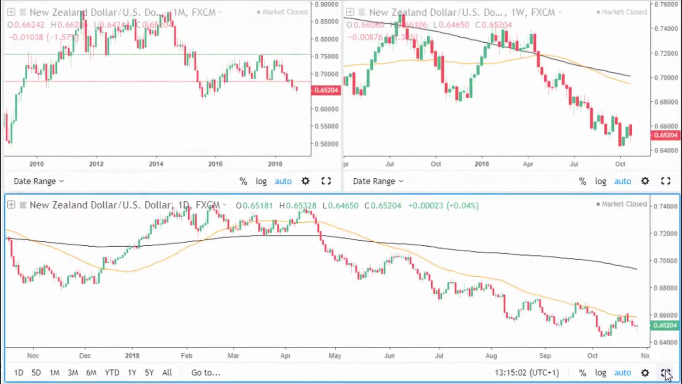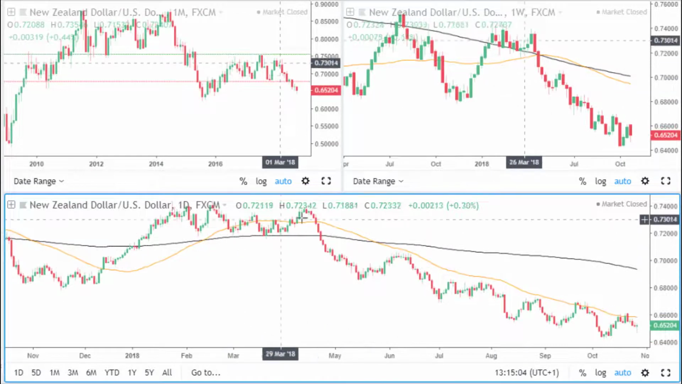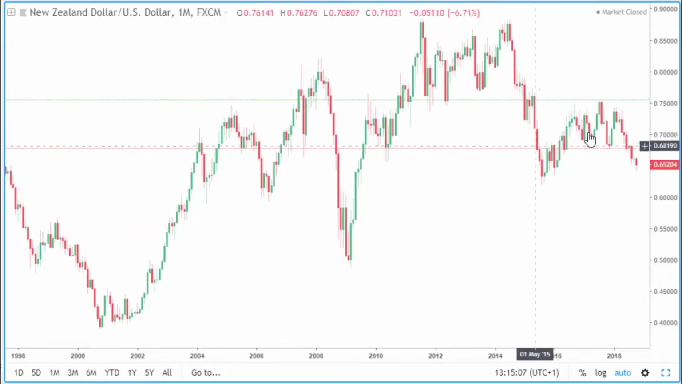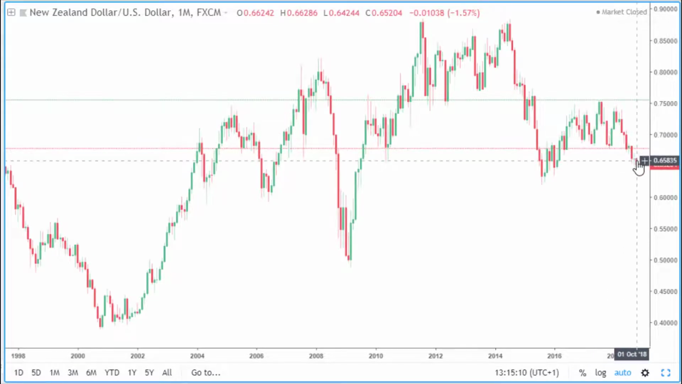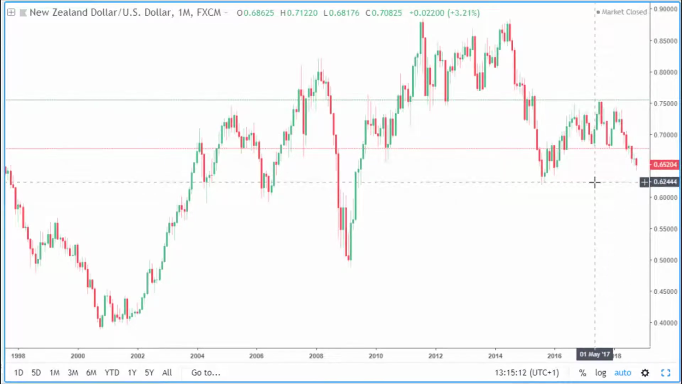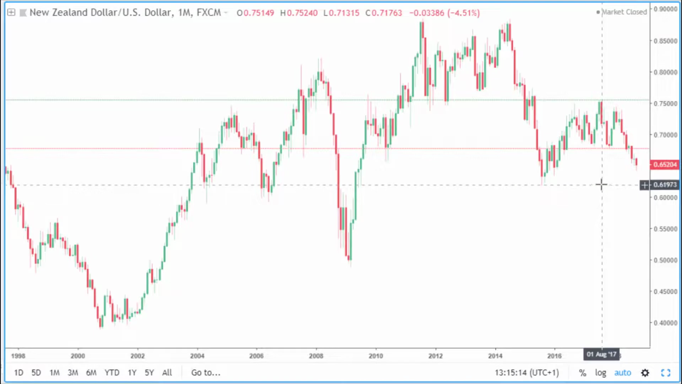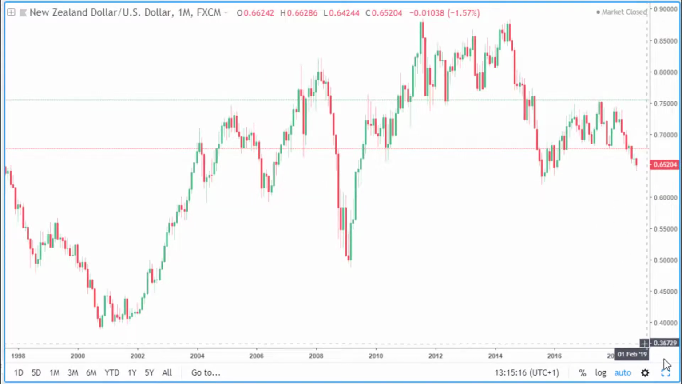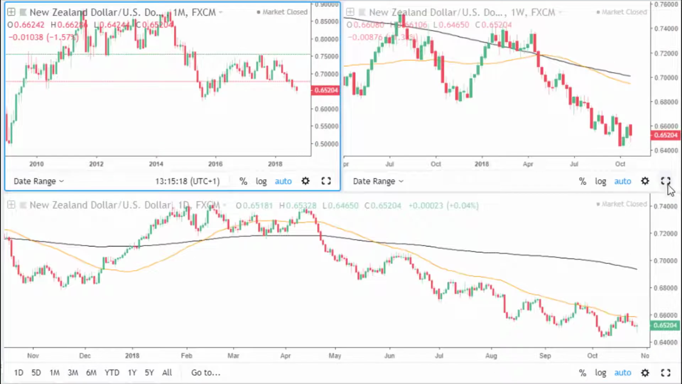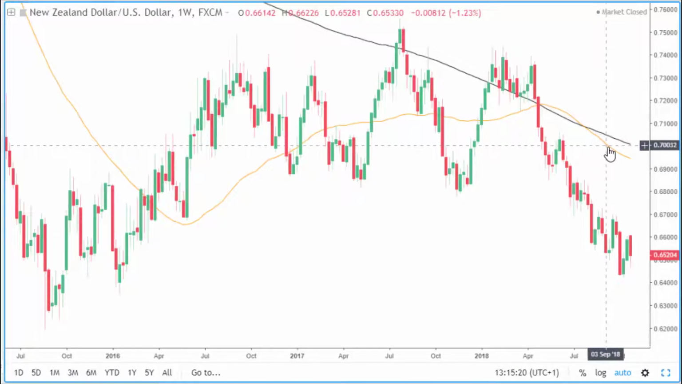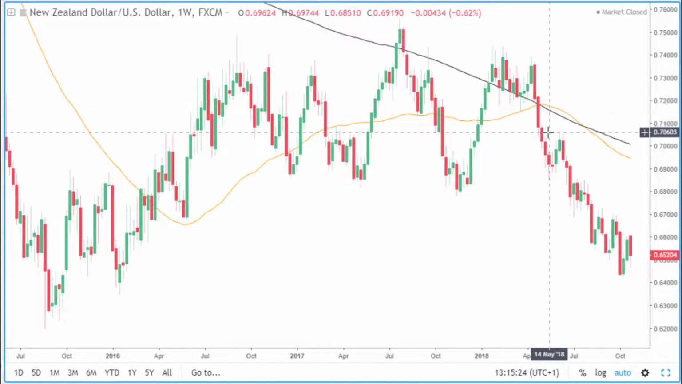Next Forex pair is the New Zealand dollar, US dollar, and if we look at the monthly time frame first, price is currently below last year's low and heading down. So the next area of support is around here, around 0.62. And if we look at the weekly time frame, price is currently below the 50 and 200 simple moving averages, and as you can see, nice downwards movement with price.